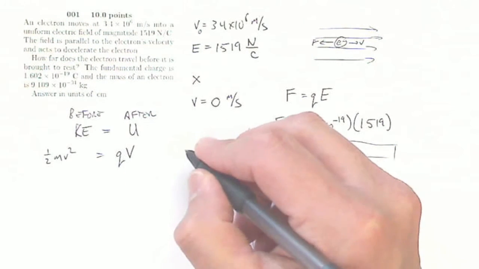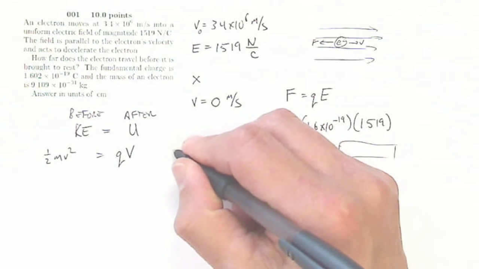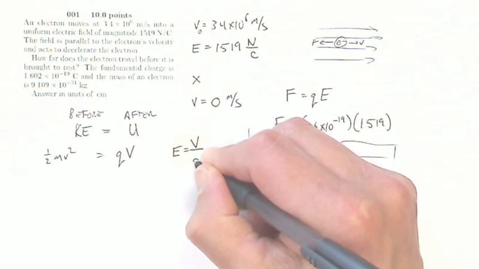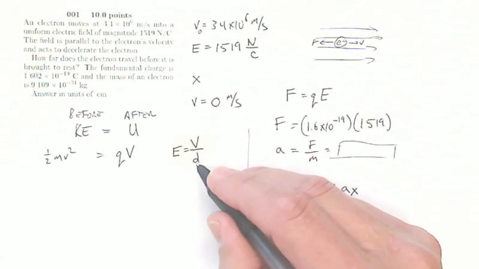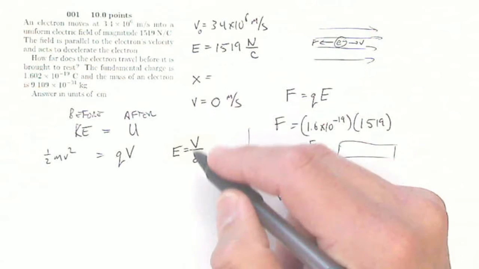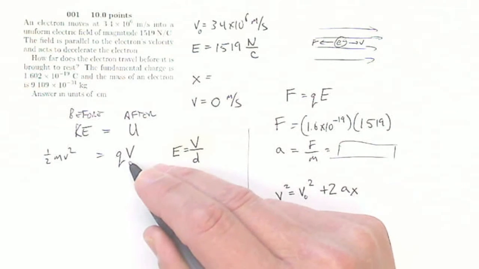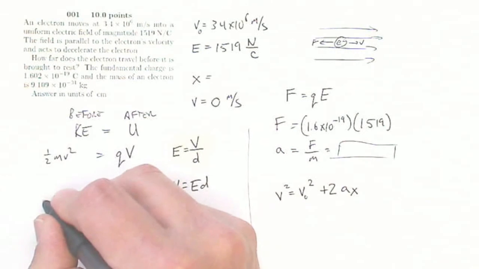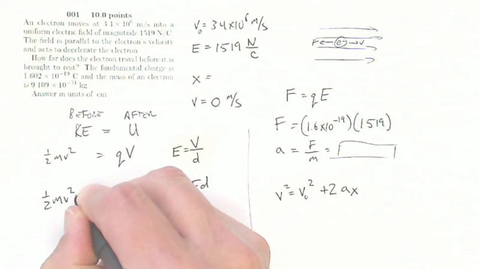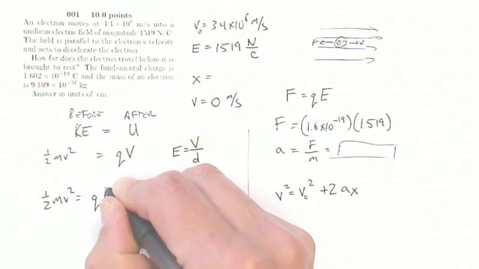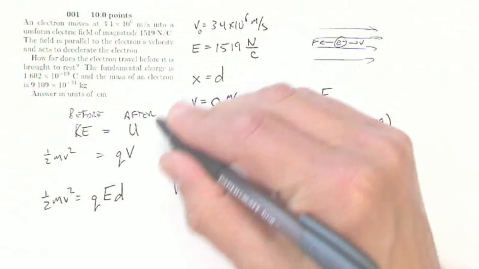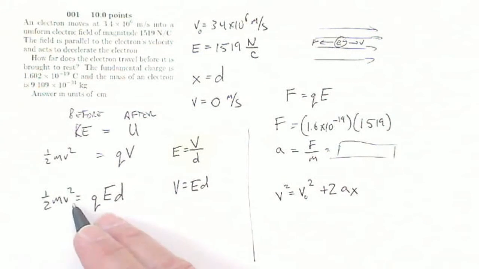So my electric field, in terms of voltage and distance, since the electric field is volts per meter, is my voltage divided by my distance traveled. That D is what I'm looking for. It's actually the X, my displacement here. So if I want to plug in for V, I know that V equals ED. So that means that 1/2 mv squared is going to equal QED. And you're solving for D or X here, so X is going to equal D if we want to call it that.